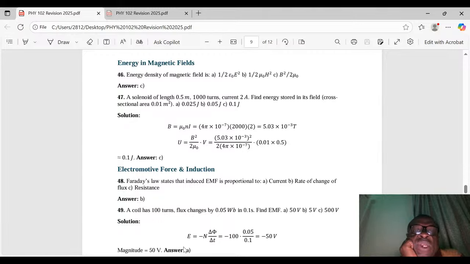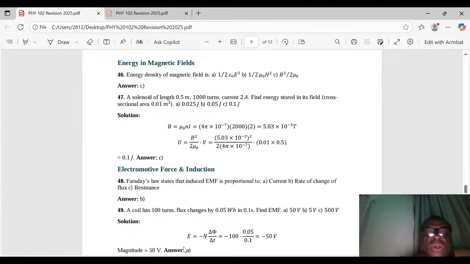47. A solenoid of length 0.5 meters, 1000 turns, current 2 ampere. Find the energy stored in the field. So the formula is given there, B is equal to mu naught Ni. So by the time you substitute that, you have 0.1 joule, which is C.